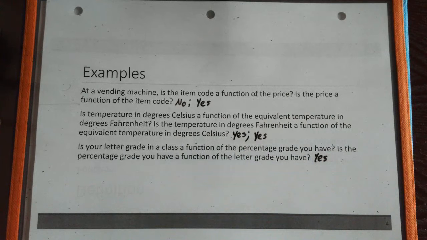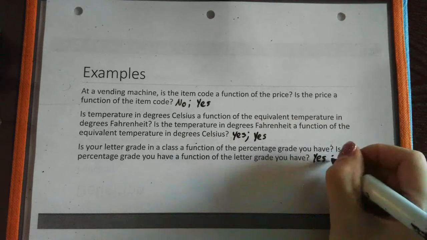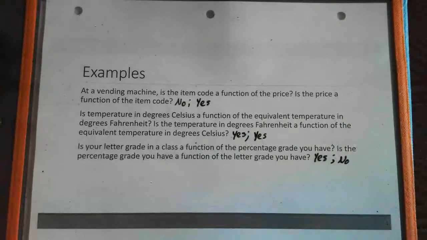Let's switch that around. Is the percentage grade you have a function of the letter grade you have? So if you know the letter grade, do you know what percentage you have? No. Because if you know you have a B, you could have an 86, an 84, an 82, an 89. You don't know. So that's what this idea of function is and how we can word it so that we know what's going on.